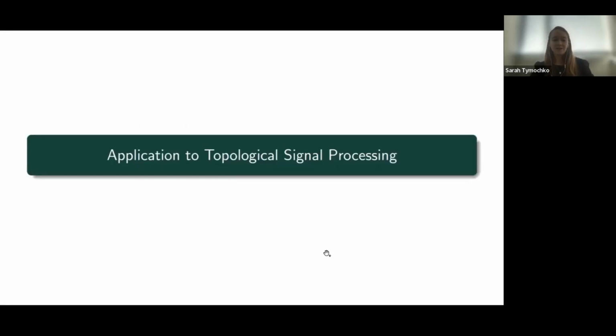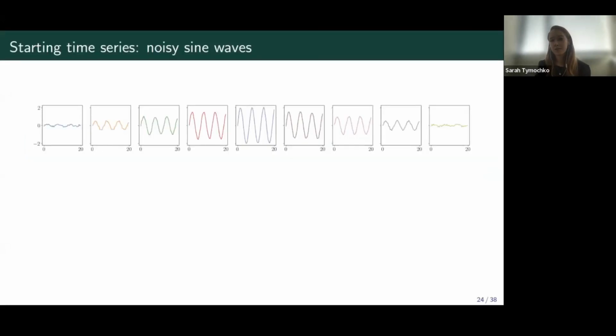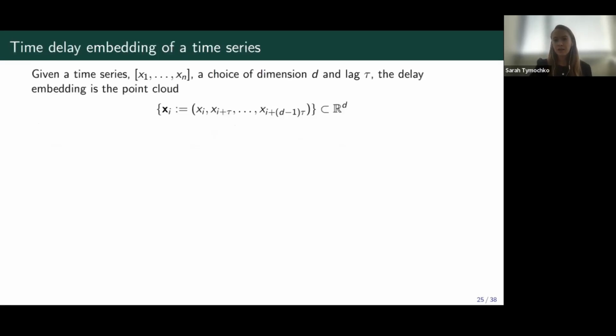Okay, so I said this was going to relate to time series stuff. So where does the time series come in? Again, we can have some set of starting time series where maybe we're running an experiment and we want to see how a parameter in our experiment impacts the end of the experiment, or the result. For a simple example, let's start with these noisy sine waves, and we can get to that set of point clouds by using what's called the time delay embedding. The time delay embedding of a time series looks at that reconstruction into a higher dimensional space.